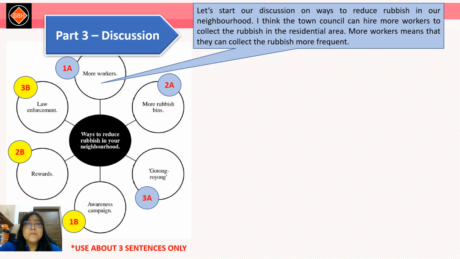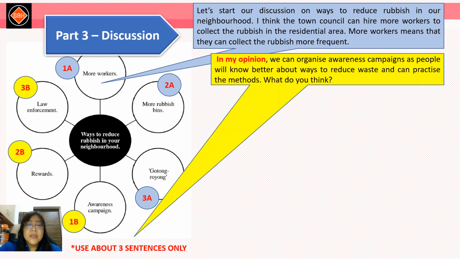For example, candidate A can start by saying, let's start our discussion on ways to reduce rubbish in our neighborhood. I think the town council can hire more workers to collect the rubbish in the residential area. More workers means that they can collect the rubbish more frequently. And candidate B can say, in my opinion, we can organize awareness campaigns as people will know better about ways to reduce waste and can practice the methods.